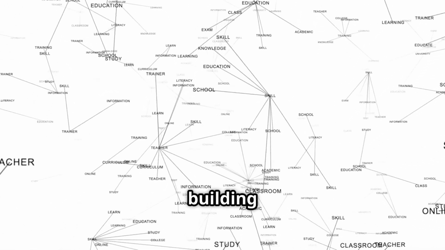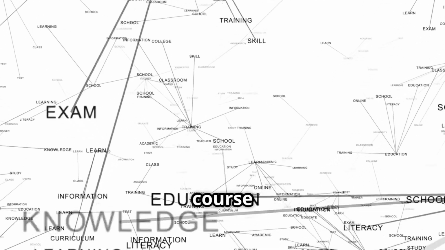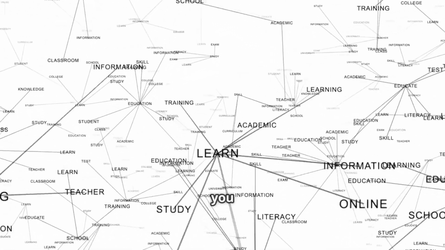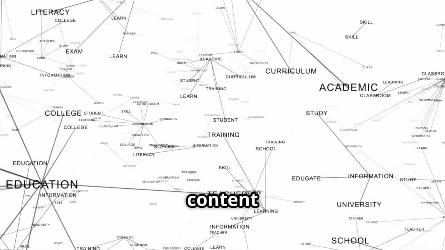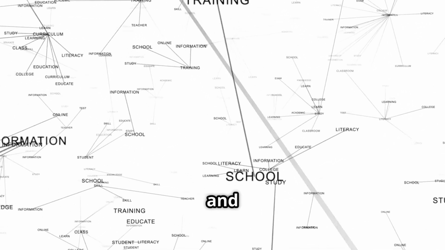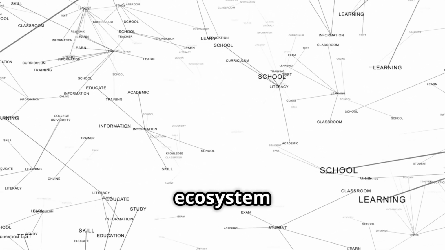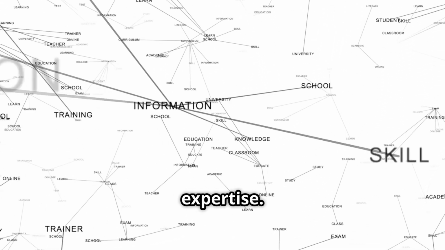This is how you start building your course empire. Your first course is the cornerstone. From there, you can use AI to repurpose that content into ebooks, mini-courses, and workshops, creating an entire ecosystem of products around your core expertise.